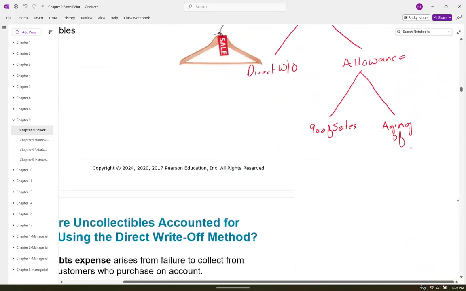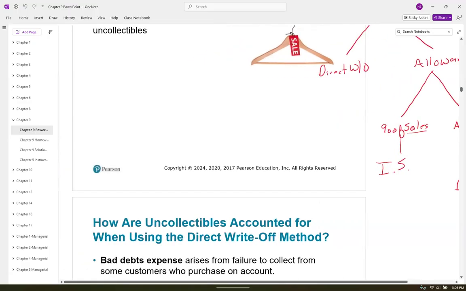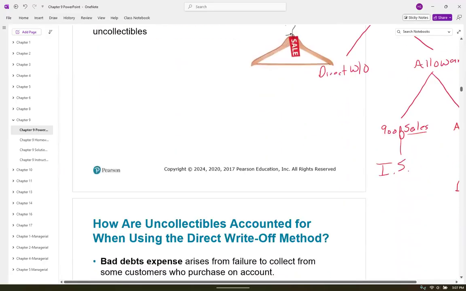Aging of receivables. Sometimes this one is called the income statement method because we use an income statement number, sales. The other is sometimes called the balance sheet method because we're using a number from the balance sheet. I can argue either one of these, but really what it's going to boil down to is which one gives you the better estimate. So let's dive into the direct write-off method.